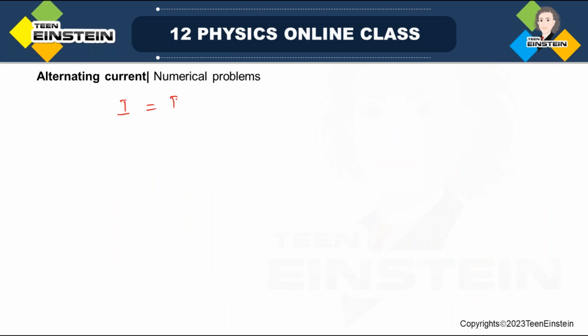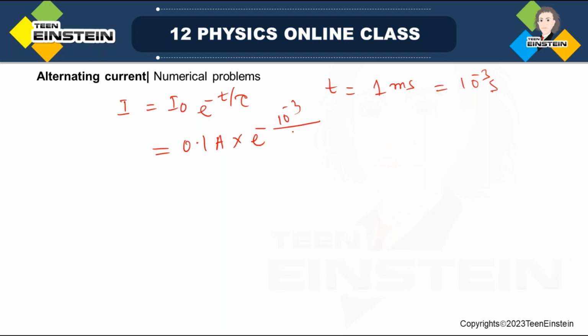Look. So I is equal to I0 e to the power minus t by tau. So t is given 1 millisecond. That means 10 to the power minus 3 second. And tau we have got something. So this is 0.1 ampere into e to the power minus t, which is 10 to the power minus 3 second, over tau, which is 1 over 5 into 10 to the power minus 3. The 10 to the minus 3 cancels off.